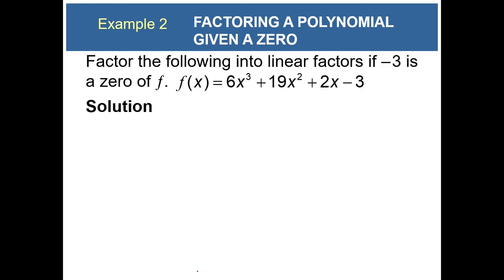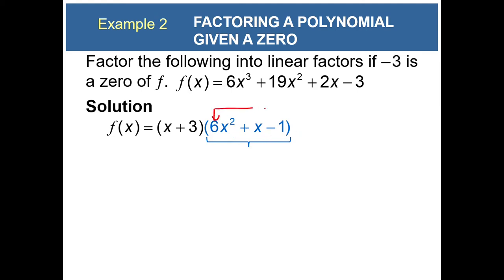Then we have f of x can be written in the form (x + 3)(6x² + x - 1). I can use the AC method to factor 6x² + x - 1. Negative 6 is going to go on top, positive 1 is going to go on the bottom. The two numbers that multiply to get 6 are 3 and 2, but we need this to be a negative, so we'll attach the negative to the 2 because it has to add up to a 1.